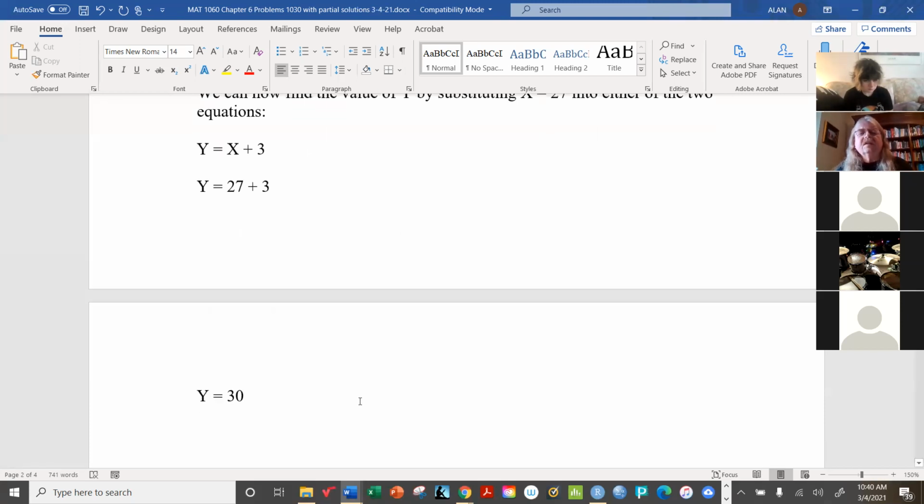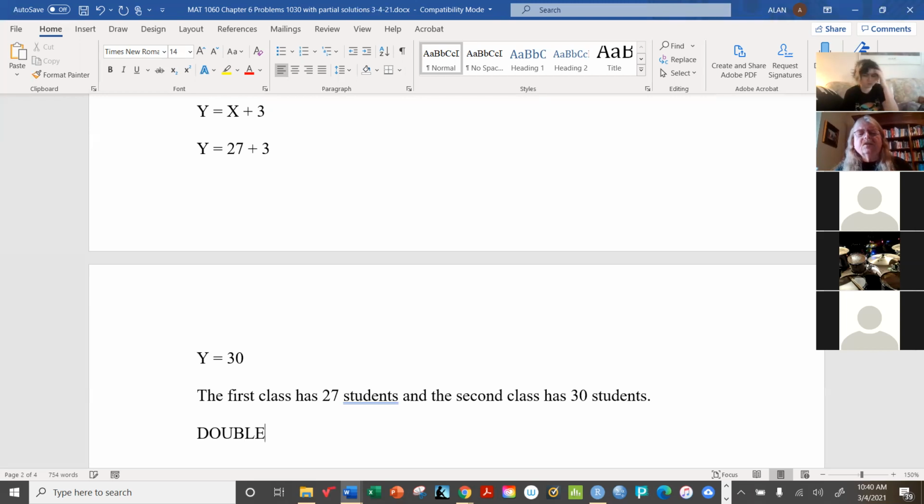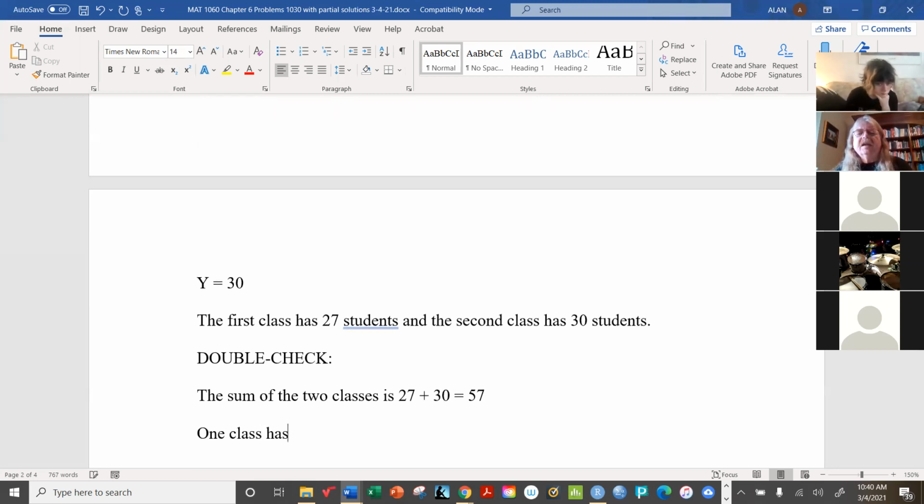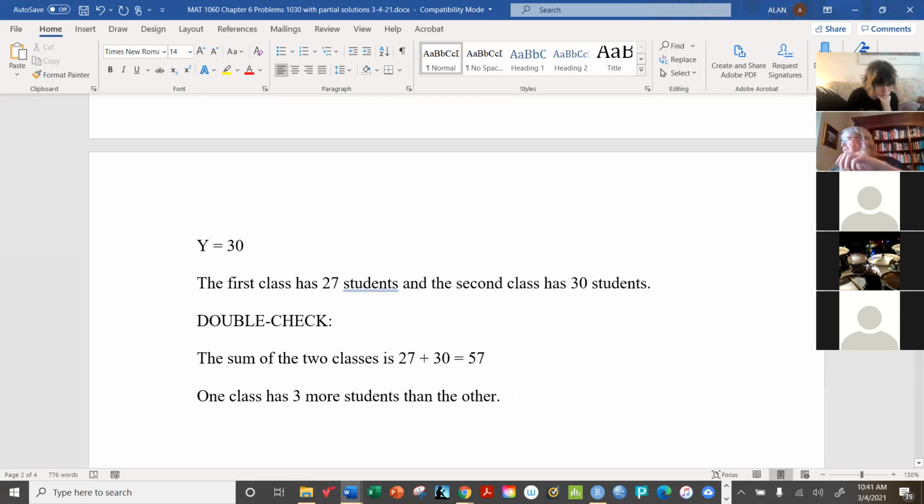So our conclusion to all this is that the first class has 27 students and the second class has 30 students. Now, if you want to double check this, which you don't have to, it's not mandatory, the sum of the 2 classes is 27 plus 30 equals 57, which is what we expect. And one class has 3 more students than the other. Therefore, we must have done it correctly. In other words, there's only one way this could work out properly, and we found it.